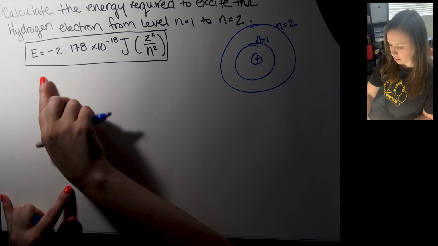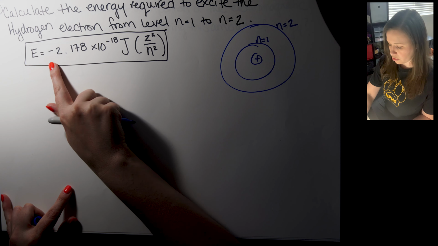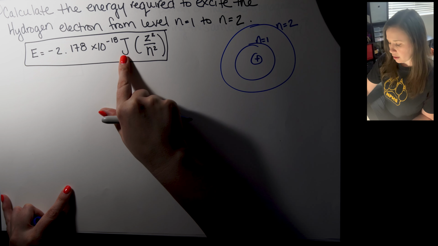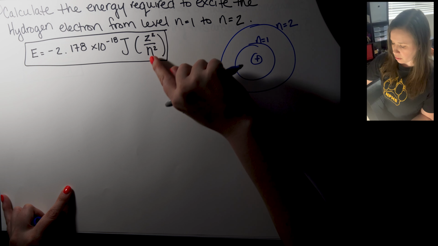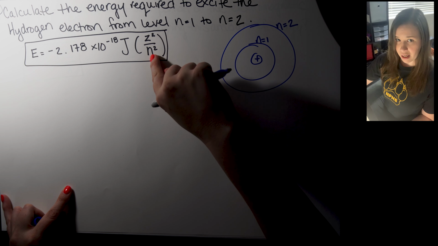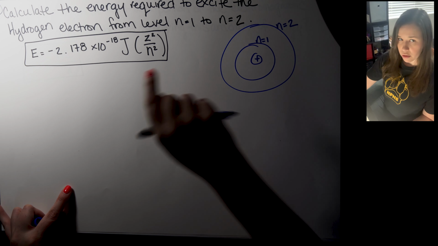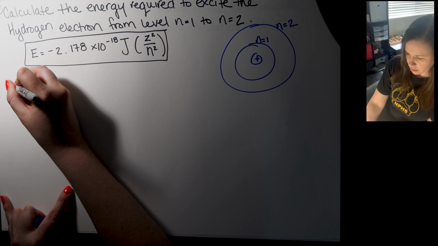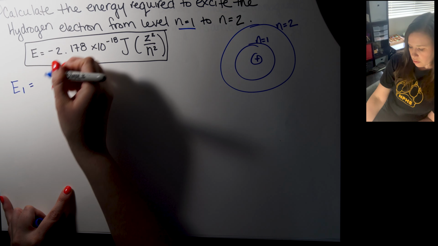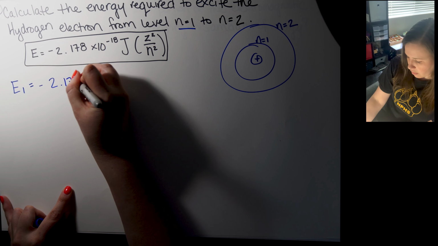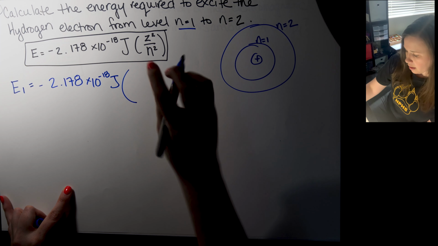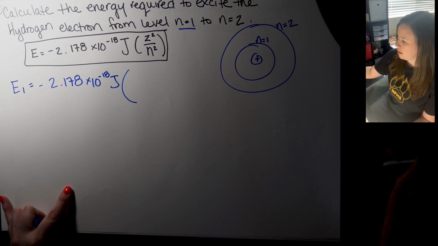So this is the formula. The energy of an electron is equal to a constant number of negative 2.178 times 10 to the negative 18th joules times Z squared over N squared. So Z is defined as the nuclear charge, and N would be our principal quantum number. So let's look at this for our first energy level, for N equals 1. I'm going to call it E1. And so I'm going to use the formula negative 2.178 times 10 to the negative 18th joules. And then the first thing I have to figure out is what is Z?